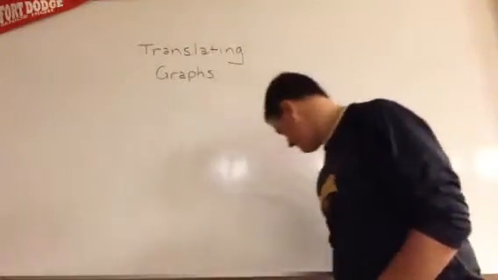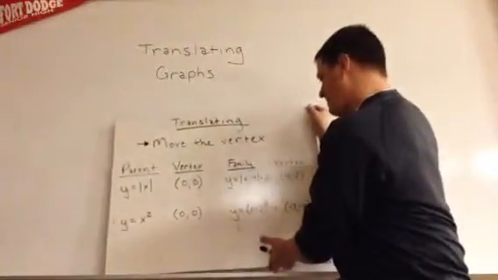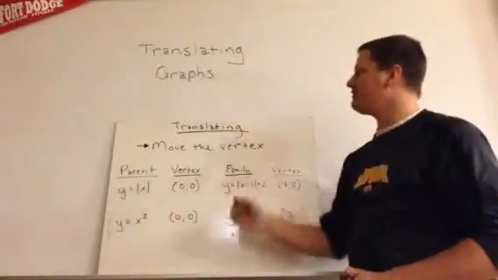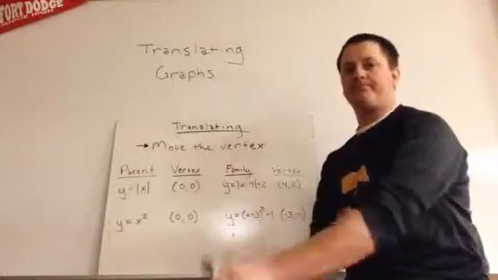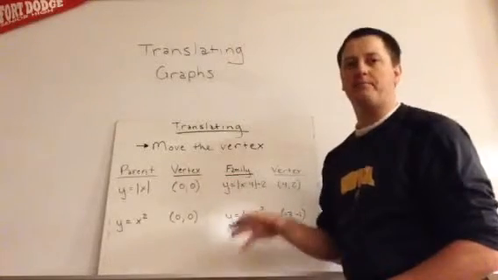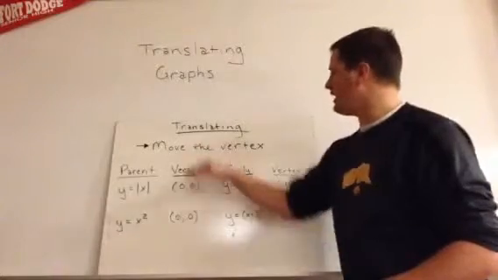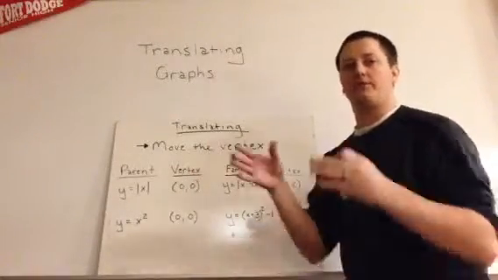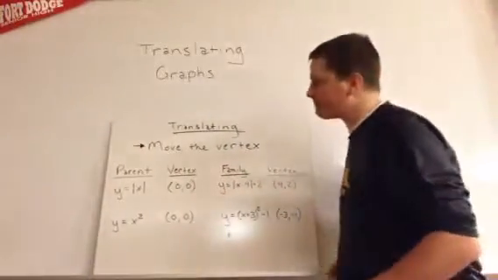To put this in the most basic idea, translating is really just moving the vertex. Now, this doesn't work per se for equations outside of these two parents, but in the basics that we're looking at, it's just moving the vertex. It's really moving any point, but we focus on the vertex because it's the central point in these two graphs.